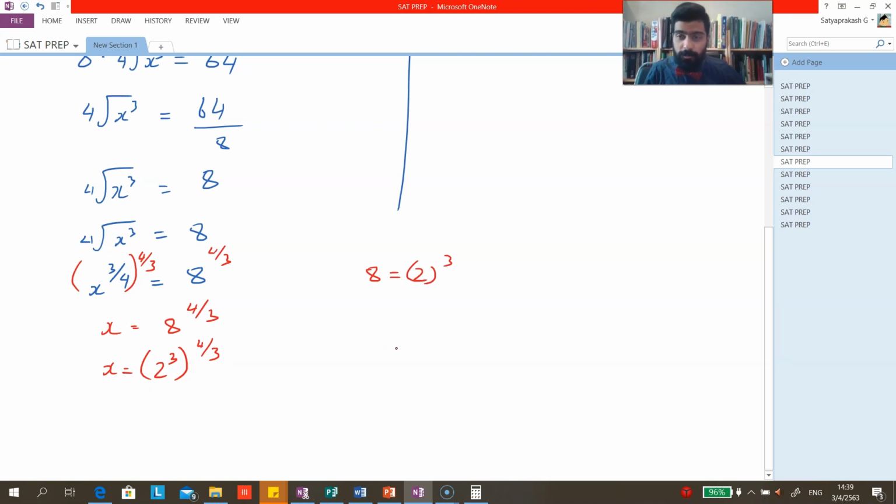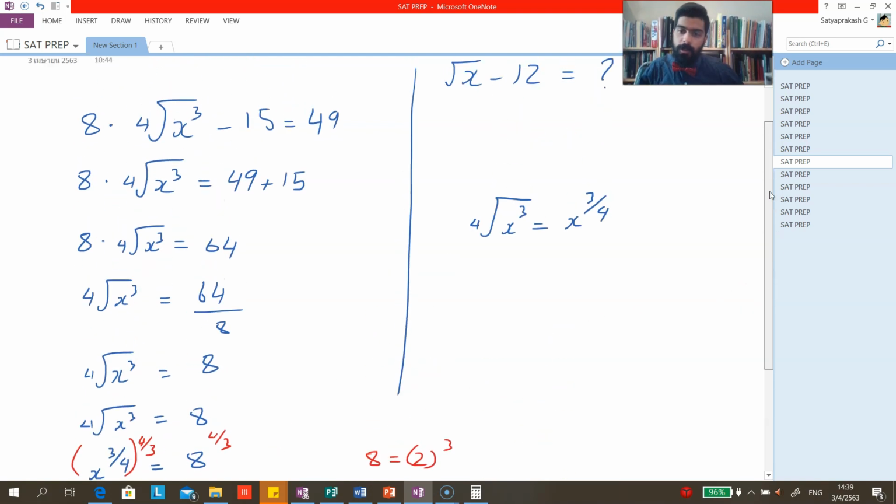Now we also see from the laws of exponents that 8 to the power of m to the power of n is equal to 8 to the power of m times n, which is equal to 8 to the power of mn. In this, what do we have? x is equal to 2 to the power of 3 times 4 over 3, which would give us x is equal to 2 to the power of 3 and 3 will simplify, which is equal to 2 to the power of 4, and 2 to the power of 4 is equal to 16.